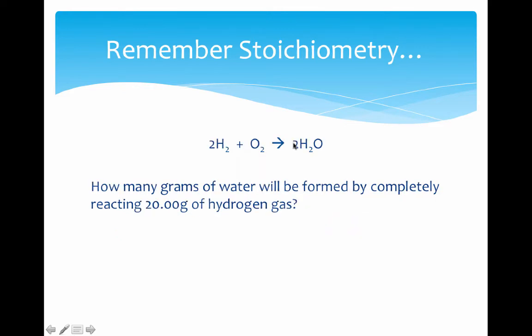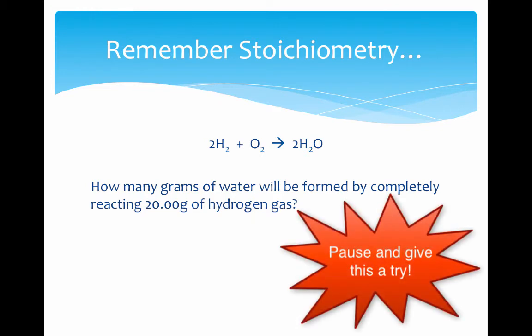Here is yet another example of a stoichiometry calculation. We have a balanced chemical reaction at the top, and the question asks us how many grams of water will be formed by completely reacting 20.00 grams of the hydrogen gas. Probably not a terrible idea to take a moment, pause the video, and give this problem a try. I'll go through the answer in about 10 seconds.